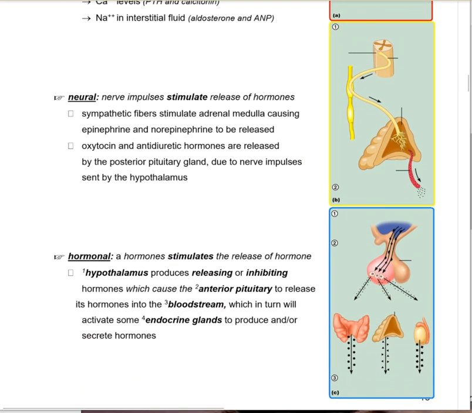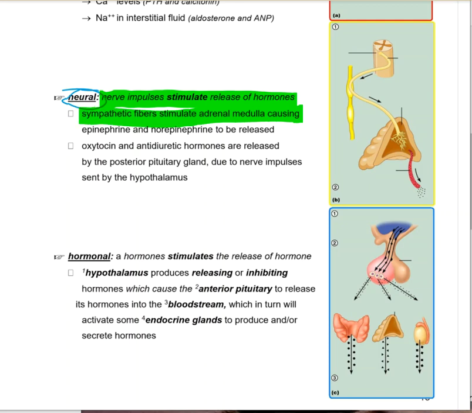Now, neural is next. So neural ones, what do we do with neural ones? These are exactly what it says. Nerve impulses stimulate the release of hormones. Now, you've already looked at one of these. This example over here might look kind of familiar to you from 231. Do you remember when sympathetic fibers stimulated the adrenal medulla, causing epinephrine and norepinephrine to be released? That was our exception that we talked about, where it never synapsed. That's an example of neural.